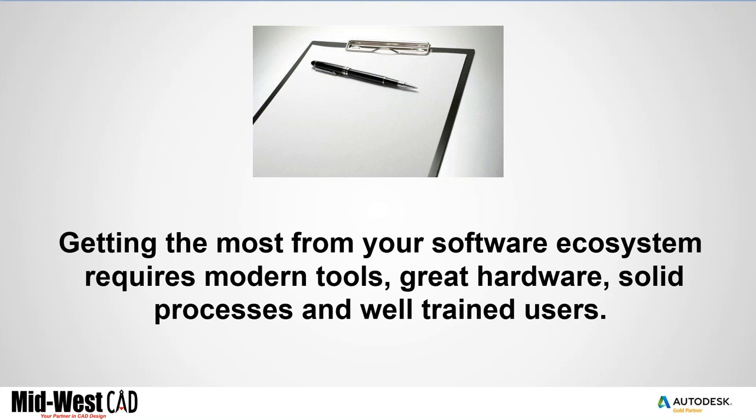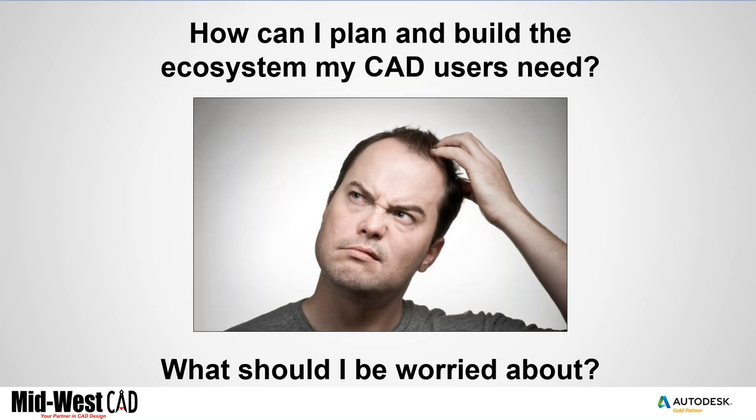There's an old analogy that talks about a stool that has three legs. Well, I would liken the software ecosystem to a stool that has four legs. And software, hardware, process, and training are those requisite four legs. So those are the things that we'll be talking about from a planning point of view in today's presentation.